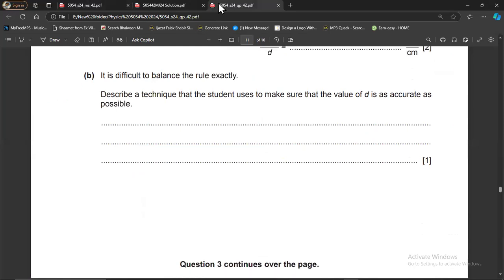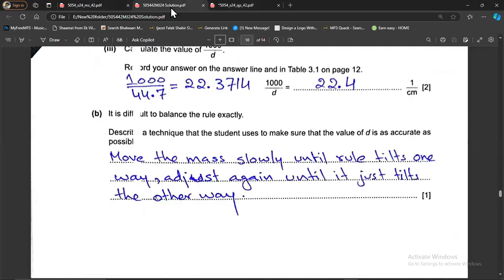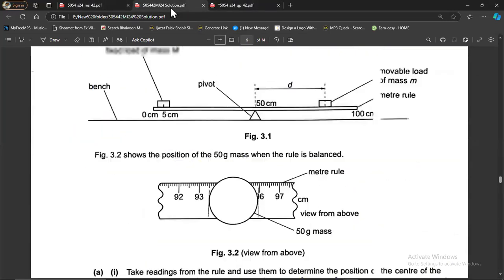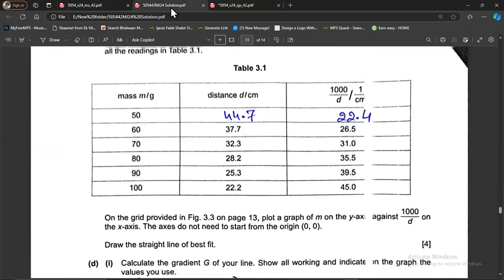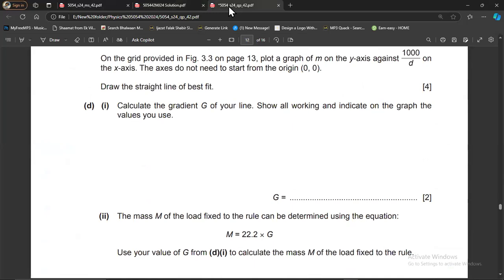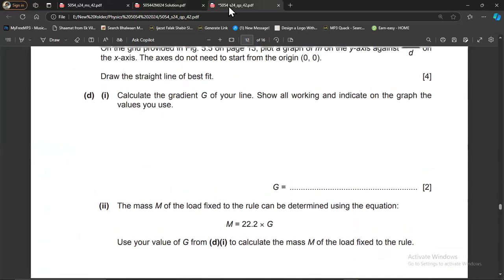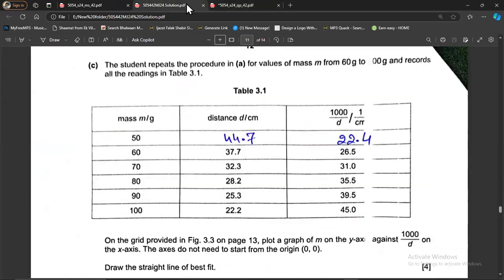Then they say they have given us this table. We have filled that table. That's good. Now the question is, on the grid provided in figure 3.3 on page 13, plot a graph of M on the y-axis against 1000 by D on the x-axis. The axes do not need to start from the origin. Okay, so we have to draw.